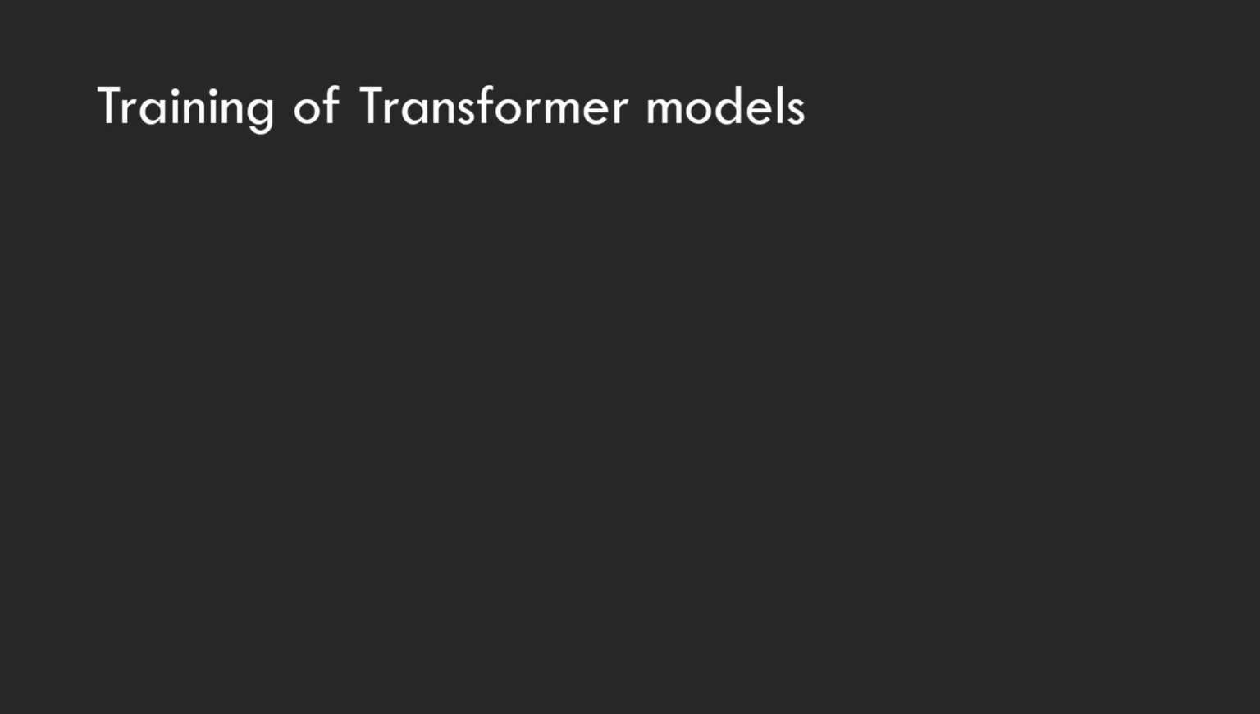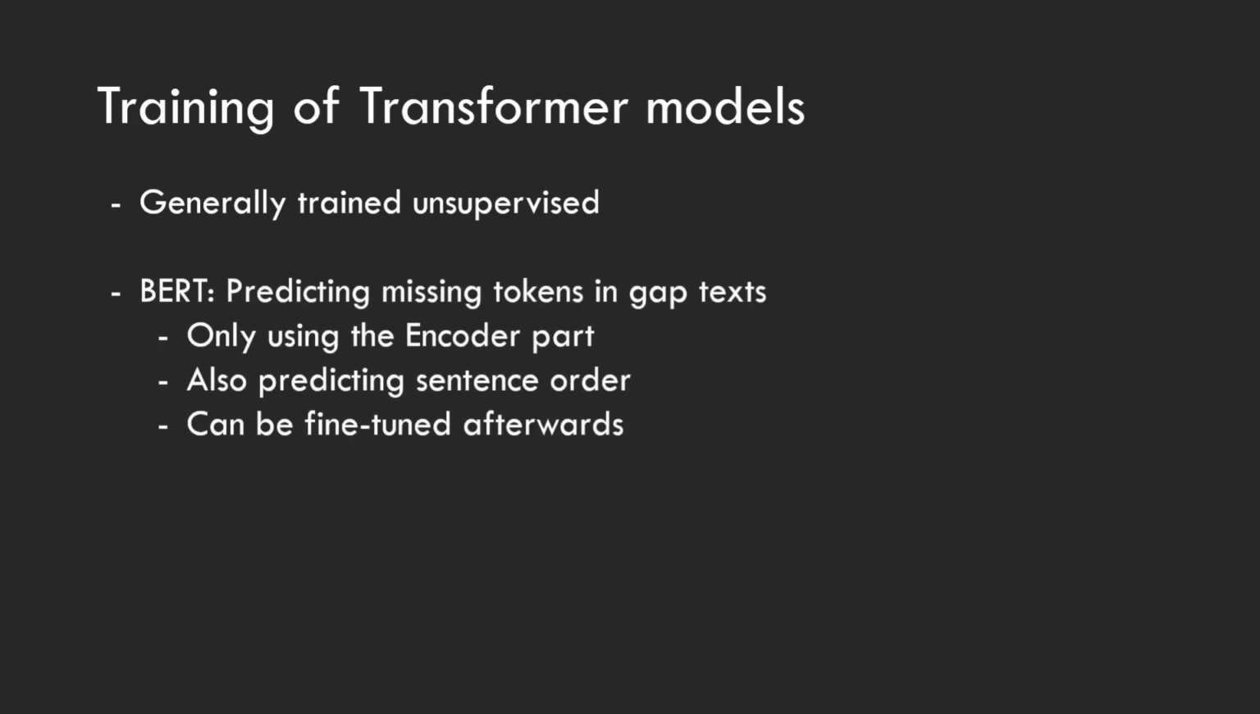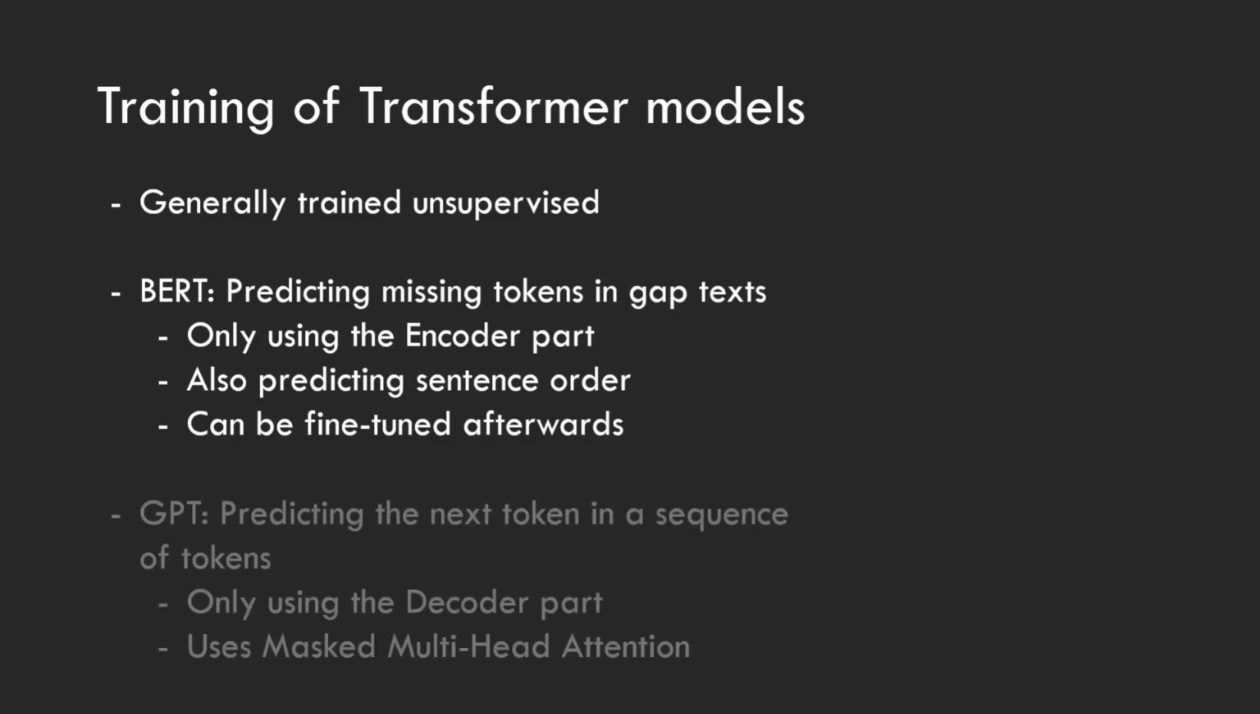Most transformer models undergo an initial stage of unsupervised pre-training before they are used or fine-tuned for specific tasks. BERT, one of the first widely used encoder models, is trained by predicting missing positions in gap texts and determining the order of two given sentences. GPT, one of the first popular decoder models, is trained to predict the next token in a sequence. The key advantage of both of these models is their ability to be trained on massive amounts of data without active labeling. This is because labels for gap text prediction and next word prediction can be generated automatically.